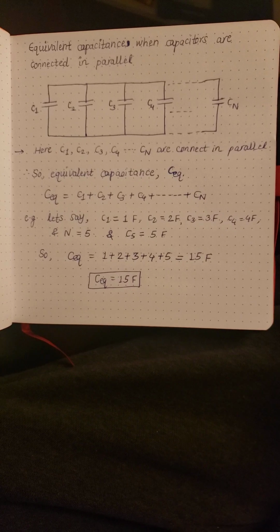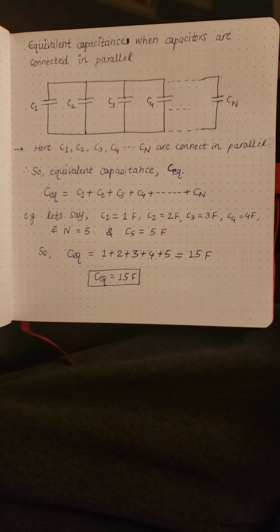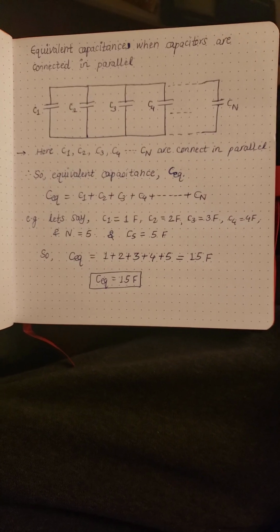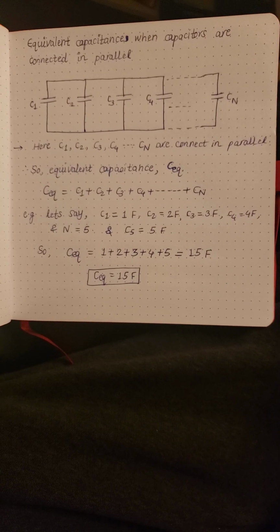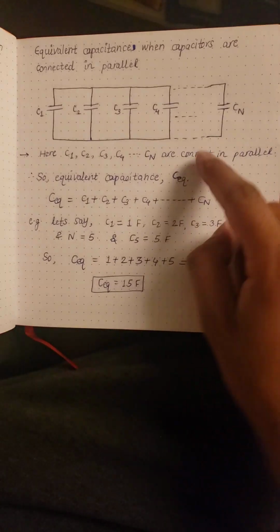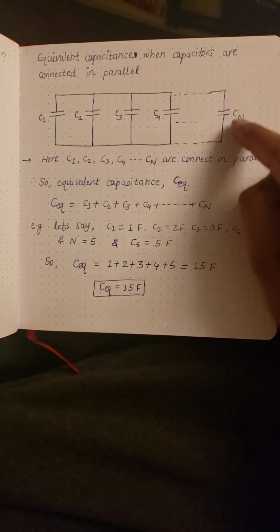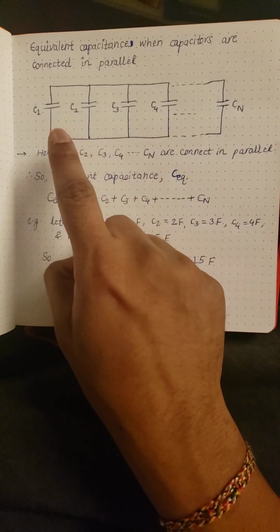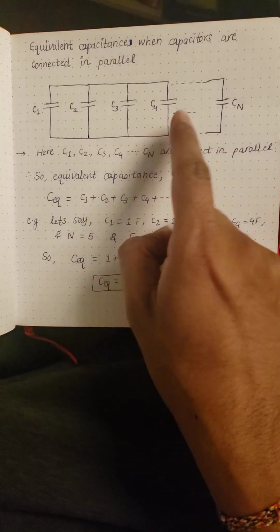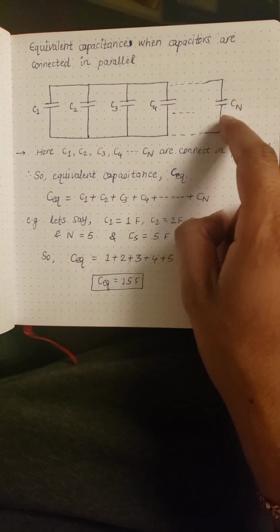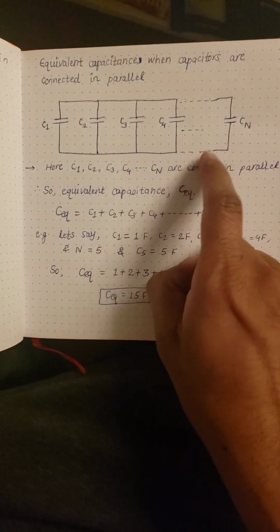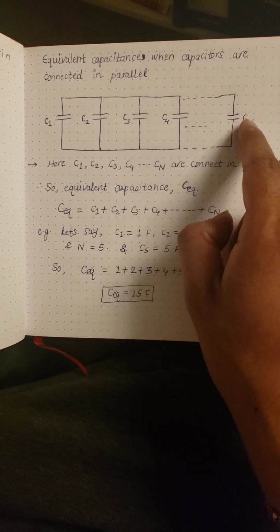Today we are going to study how to find the equivalent capacitance when multiple capacitors are connected in parallel. So let's take this example here. I have these capacitors connected in parallel, C1, C2, C3, C4, and you can consider any number of capacitors. That's why I have marked it as dot dot dot and Cn.